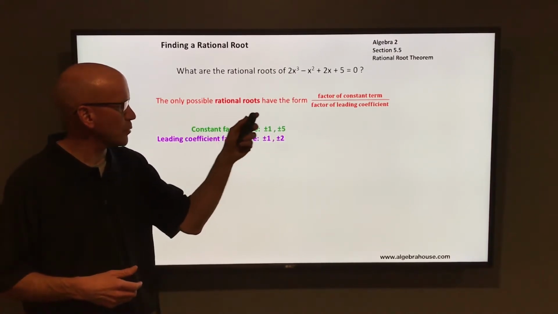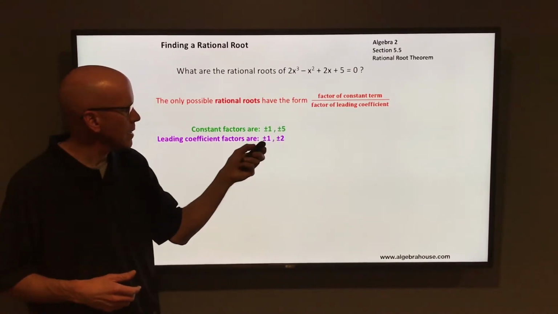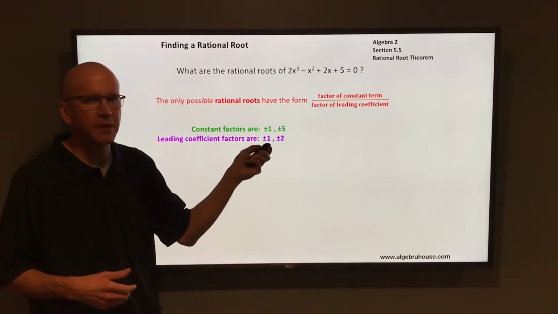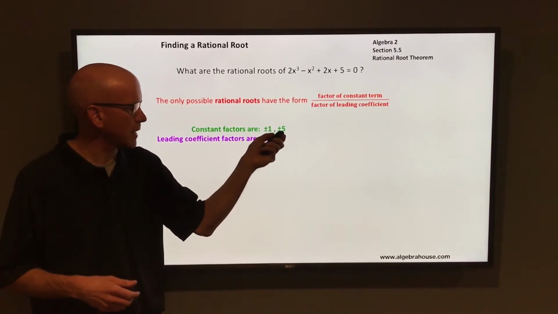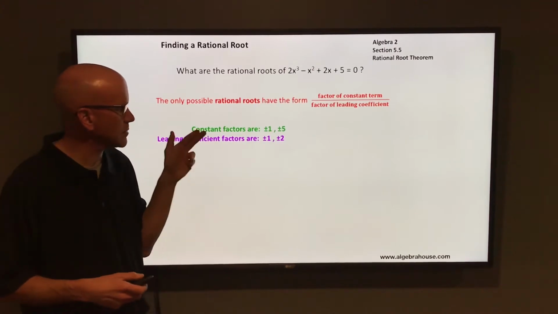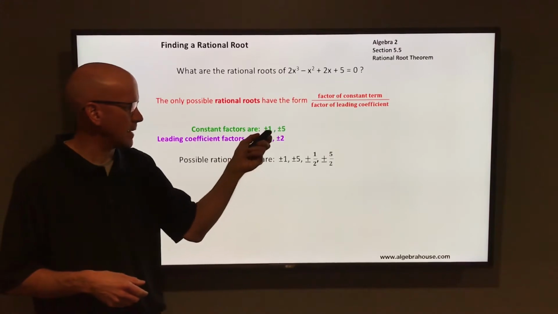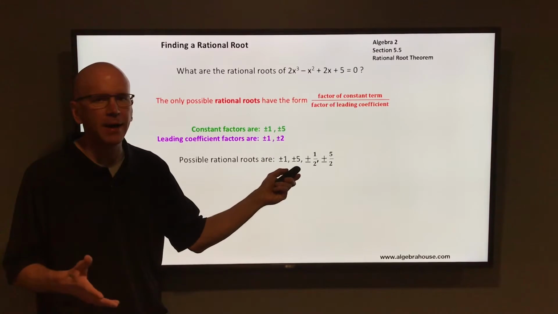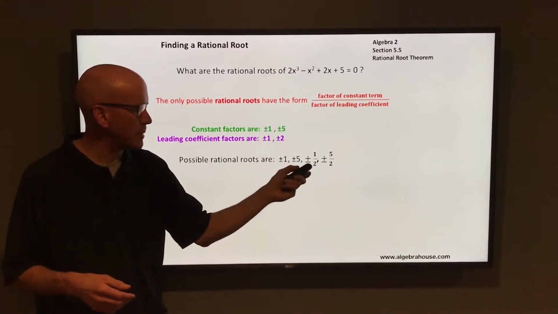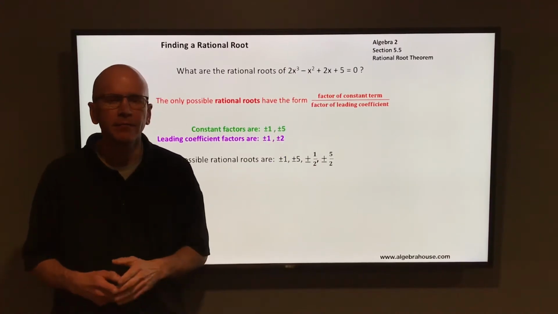So the only possible rational roots, taking factors of the constant term over factors of the leading coefficient, would be positive or negative 1 over positive or negative 1, positive or negative 5 over positive or negative 1, positive negative 1 over positive negative 2, and positive negative 5 over positive negative 2. So if you do that, taking 1 over 1, that would be positive negative 1. Then taking 5 over 1, that would be positive negative 5. Taking 1 over 2, that would be positive negative 1/2. And taking 5 over 2, that would be positive negative 5/2.